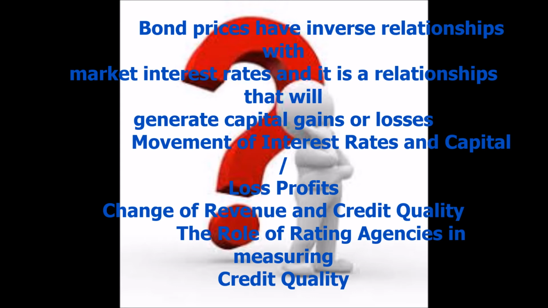Third, change of revenue and credit quality. And lastly, the role of rating agencies in measuring credit quality. These are the criteria for purchasing government bonds easily. So, we can use these criteria for purchasing government bonds in the future.